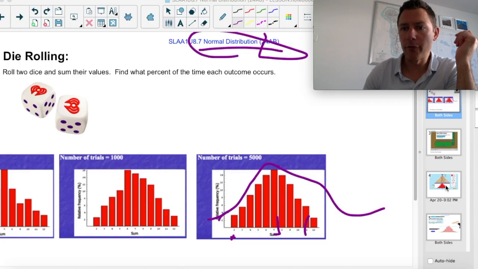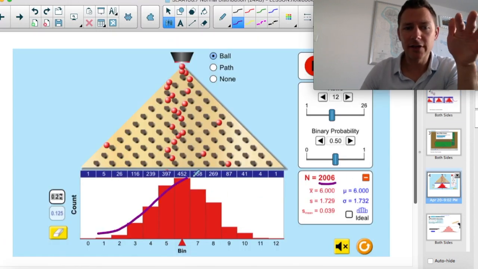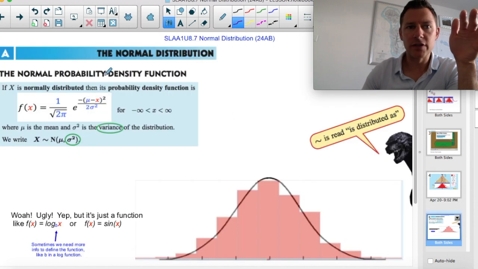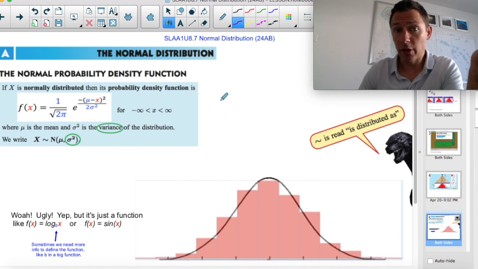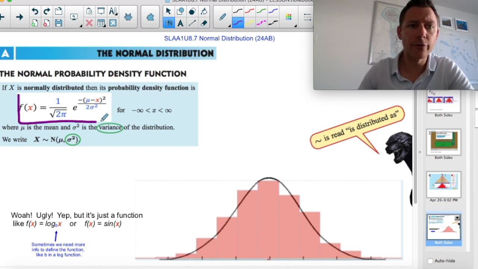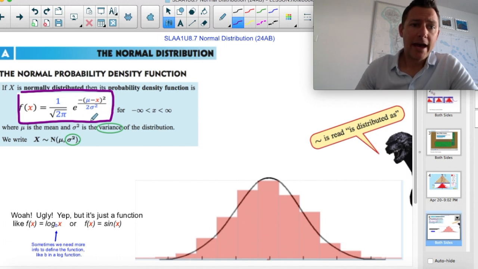If you let this go for a while, I let this one go for 2,000 drops, you start to get this shape, which is a normal curve. Sometimes we call it a bell curve. There's an equation for it. It's called the normal probability density function, and you don't need to know this equation at all. You need to know how to use the concept of this, but maybe you should know how to read this.